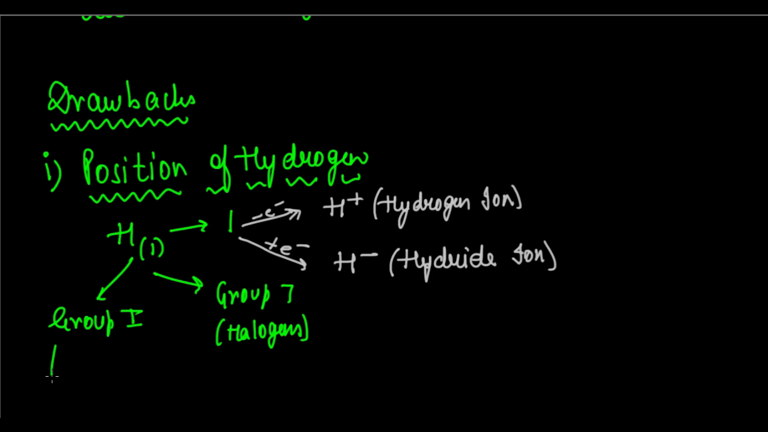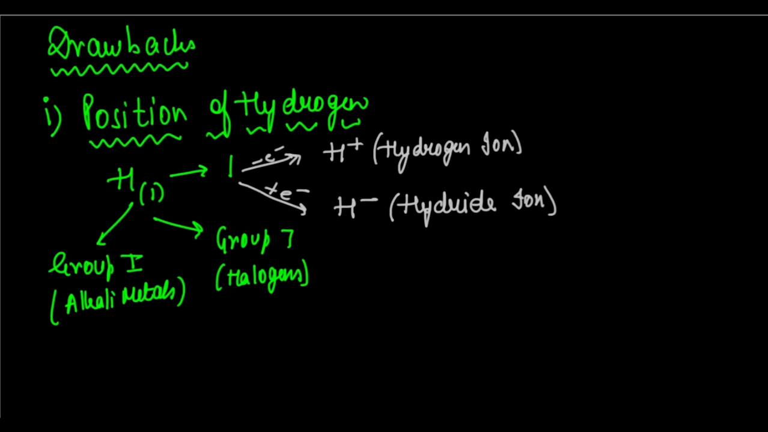And group 1 is called your alkali metals. Right? So it can be placed in either of these. So there is an ambiguity in the position of hydrogen. And Mendeleev was not able to solve this dilemma by giving a proper position for hydrogen. Right? And hence, this was one of the biggest problems of his table. And it is still a problem in the modern periodic table, which we will discuss during the modern periodic table.